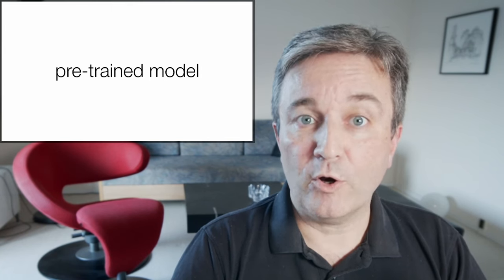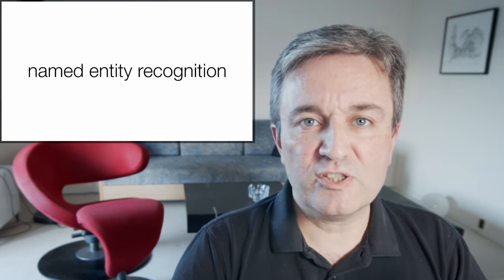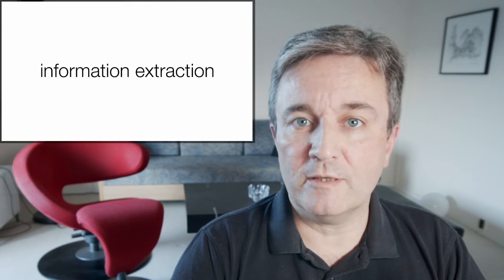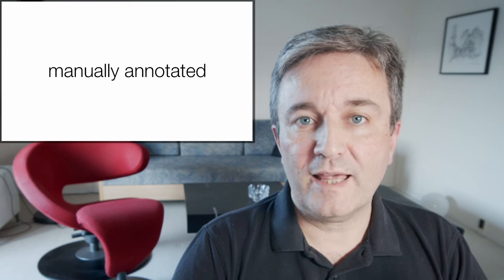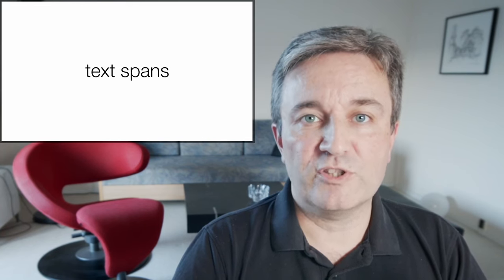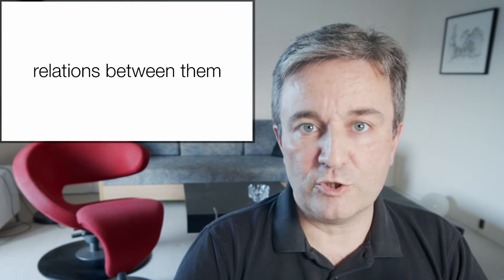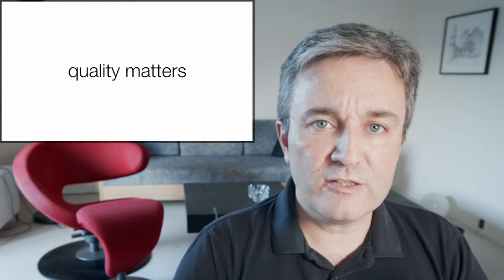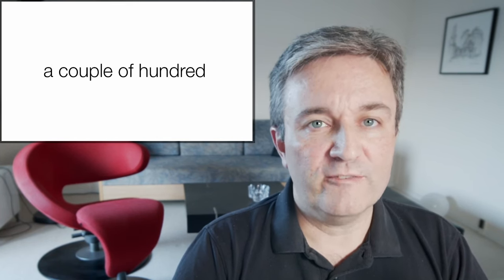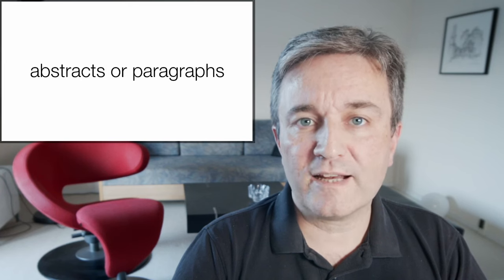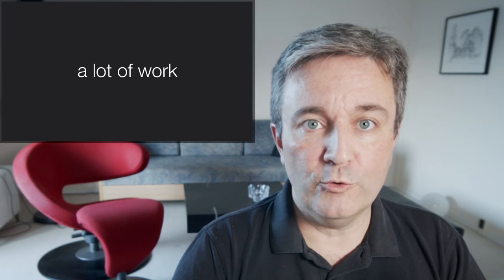Here you take a pre-trained model, the base model from before, and use supervised learning to train it to become good at specific tasks, which could be named entity recognition or information extraction. To do this, you need a much smaller corpus, but it has to be manually annotated, for example, with text spans if you want to do named entity recognition, or relations between these spans if you want to do information extraction. And the quality of this corpus is really essential.